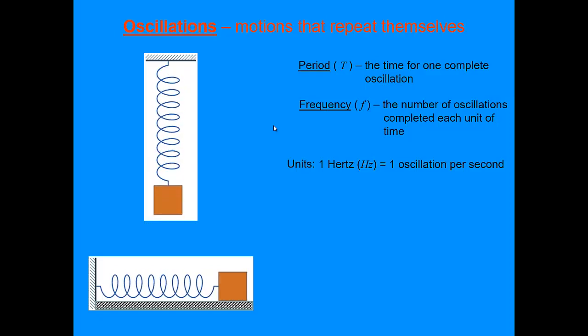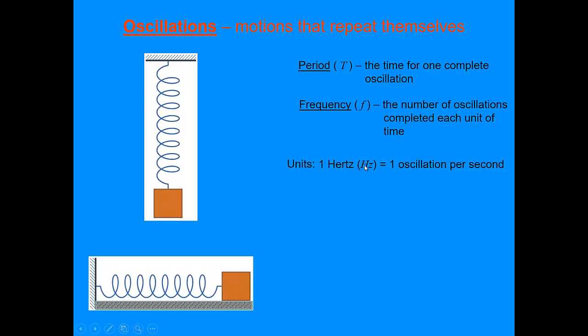So sound vibrates very often, in the order of hundreds of hertz, hundreds of oscillations every second. So 1 hertz is 1 oscillation per second. A per second is a hertz. It's named after a guy, so it's a capital H, lowercase z.